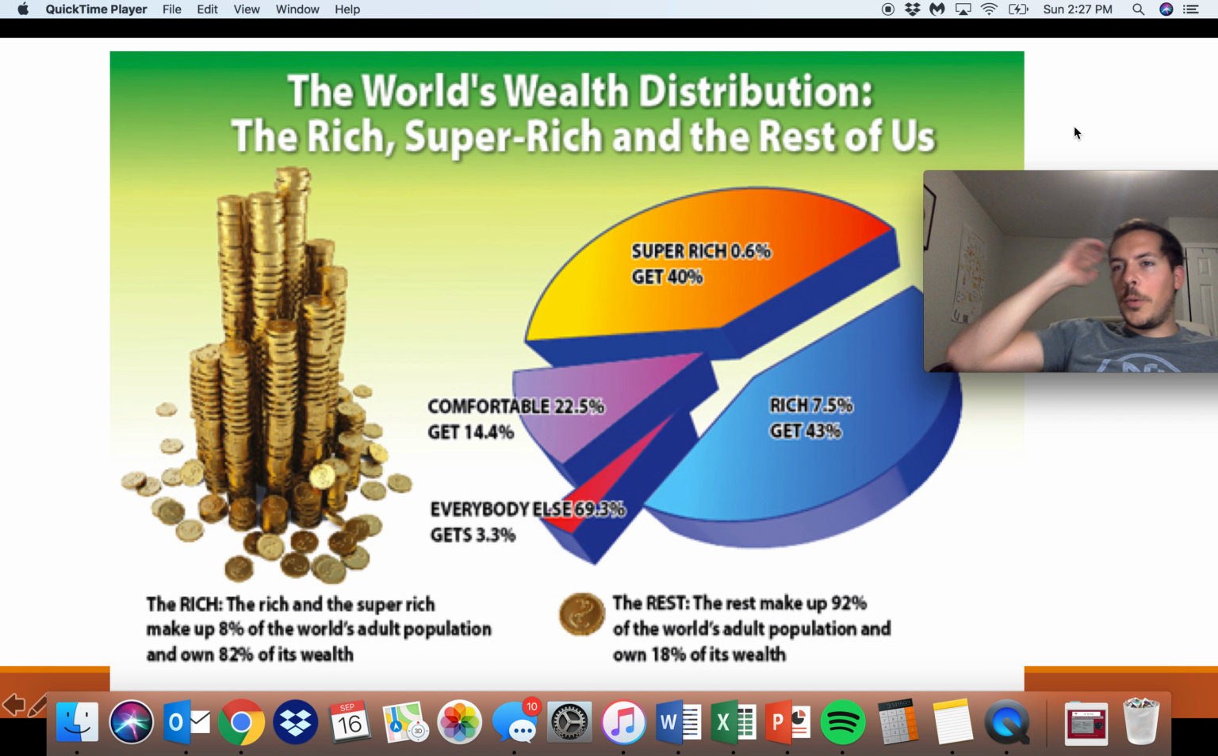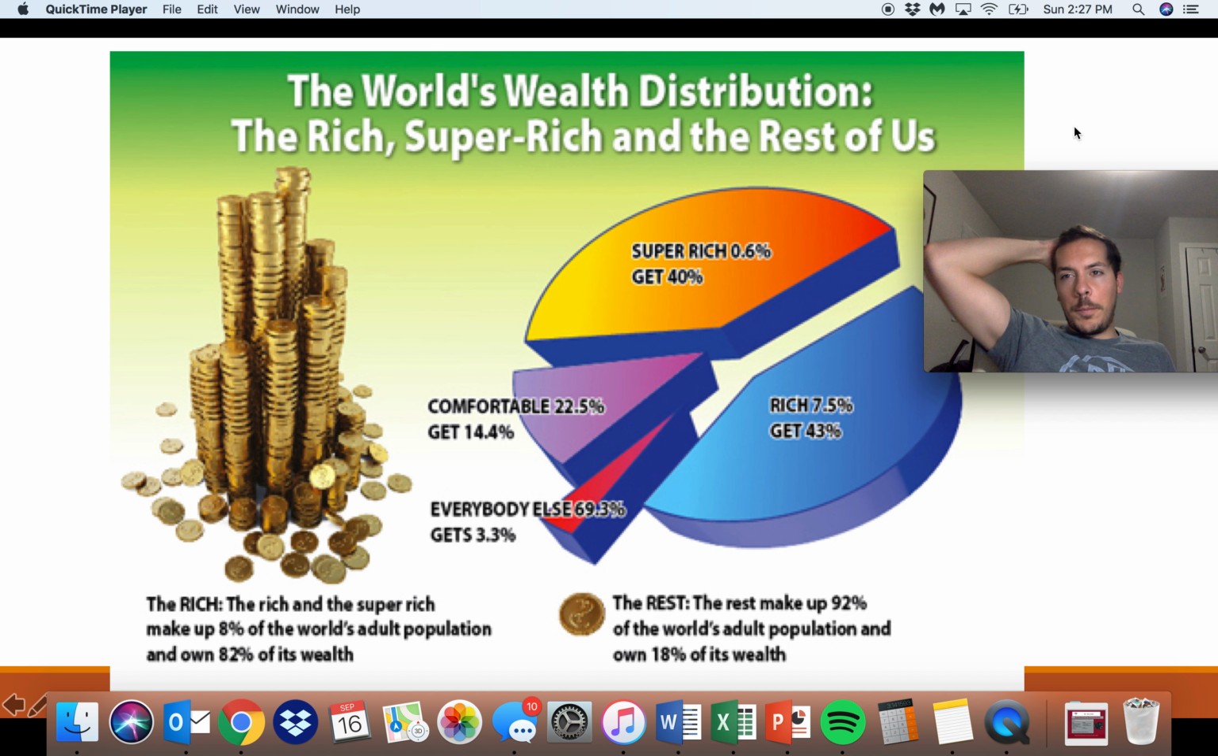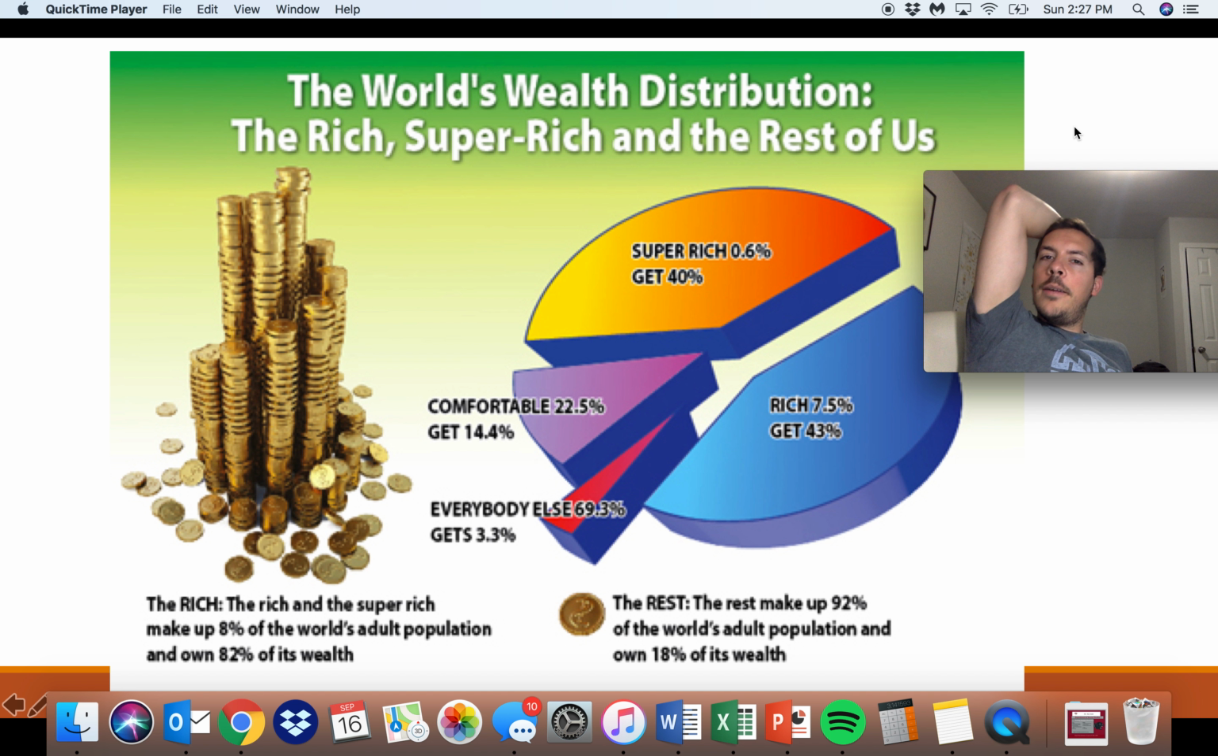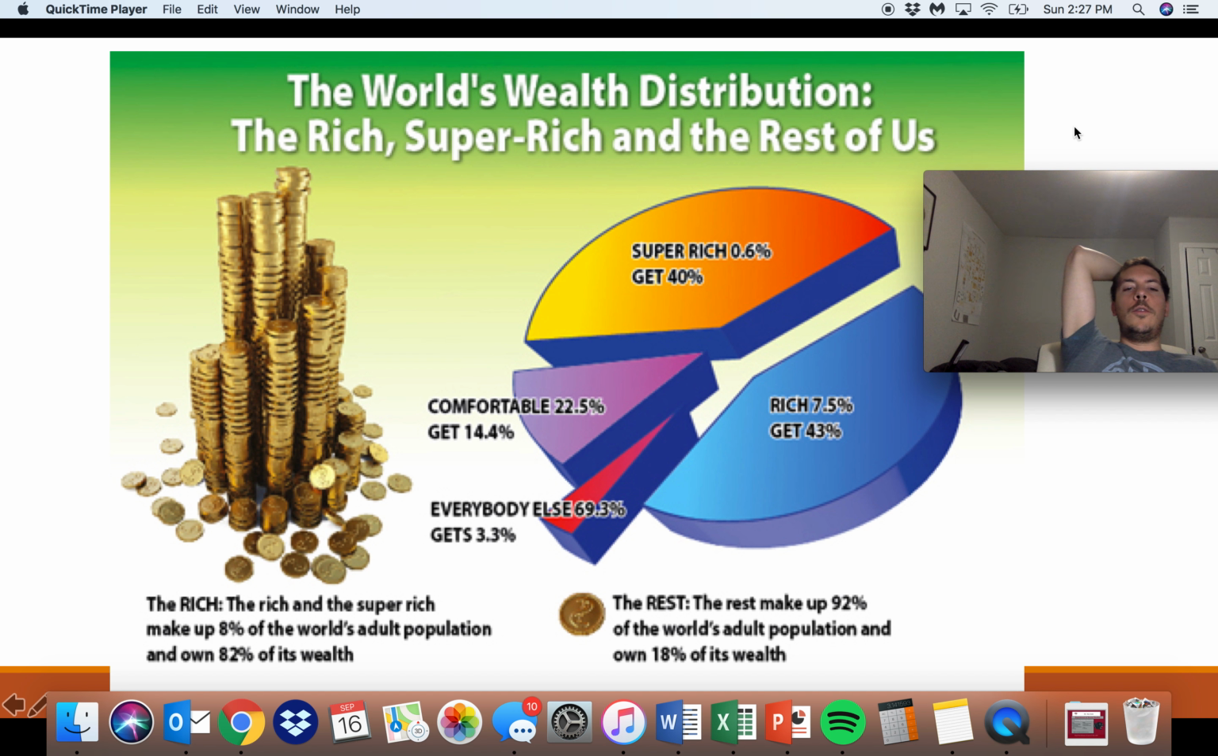So, what are some of your reactions to reading this? What are some of the things that stick out to you? I think one of the things that sticks out to me is the fact that just 8% of the world's adult population owns 82% of its wealth. So there's a huge disparity in terms of the amount of economic power, purchasing power that people have.